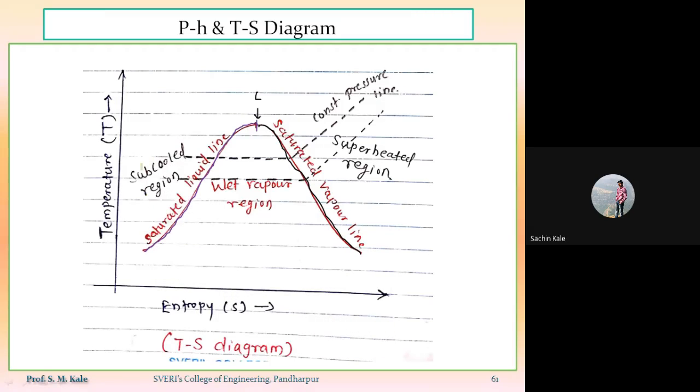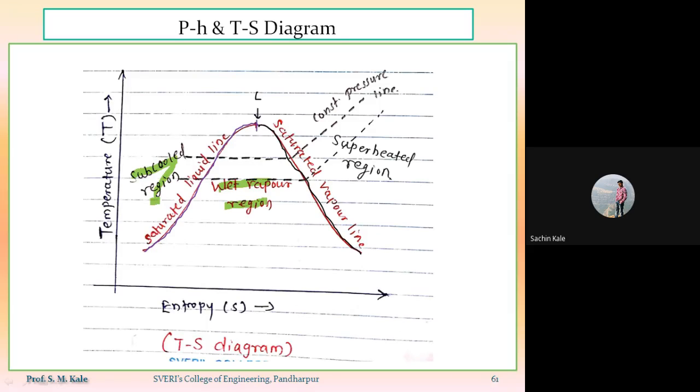So here you are observing that this is the subcooled region. The subcooled region will get converted into saturated liquid, then saturated liquid and saturated vapor. This is the saturated vapor, this is the saturated liquid. The region in between the saturated liquid line and the saturated vapor line will be called the wet vapor region.